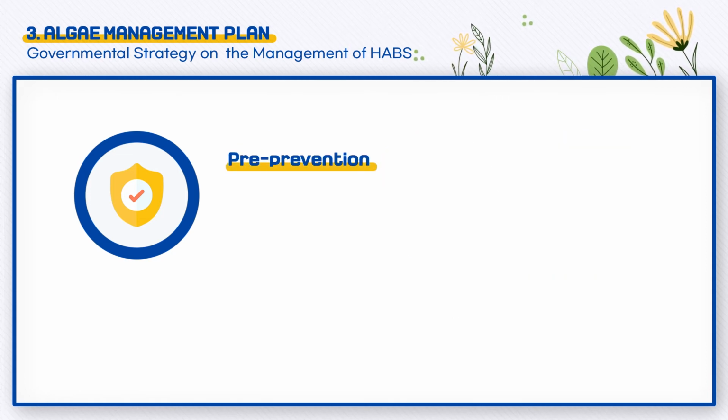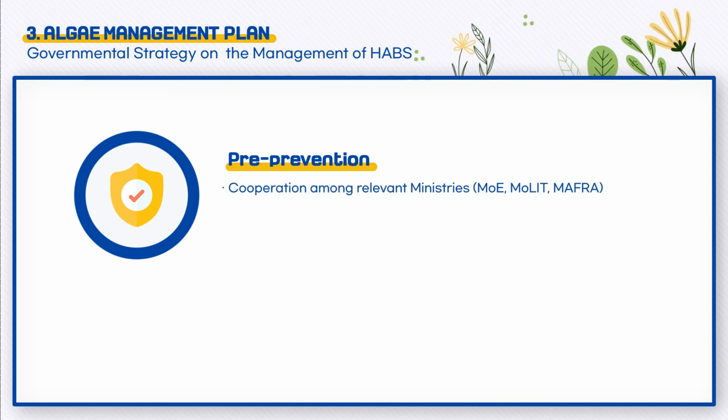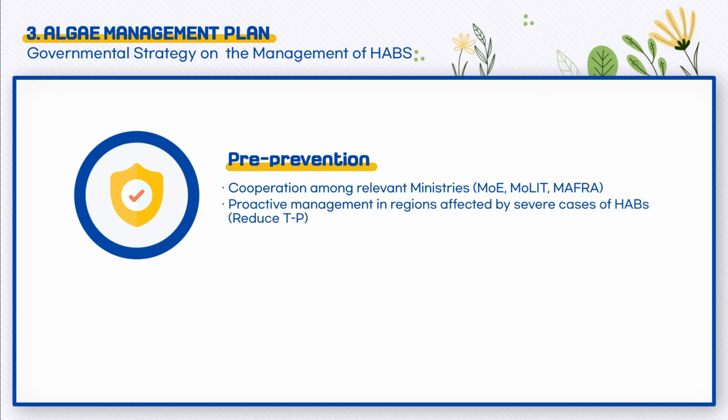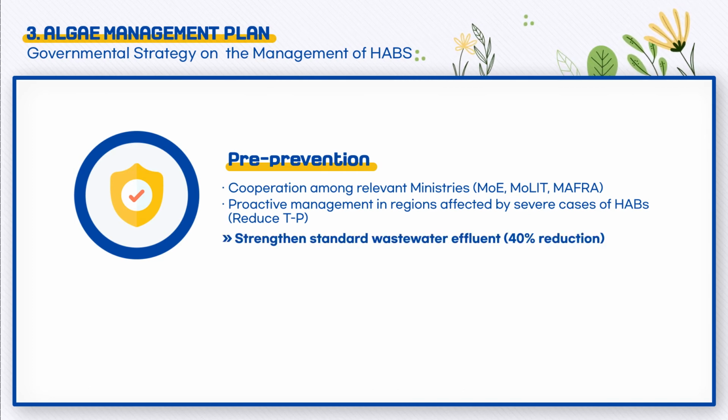In the pre-prevention stage, cooperation among relevant ministries is undertaken to inspect, detect, and manage contamination sources. As well, contamination reduction projects are initiated in the upstream of water supply sources. Lastly, the standards for managing wastewater effluent are strengthened to reduce the inflow of contaminated sources.